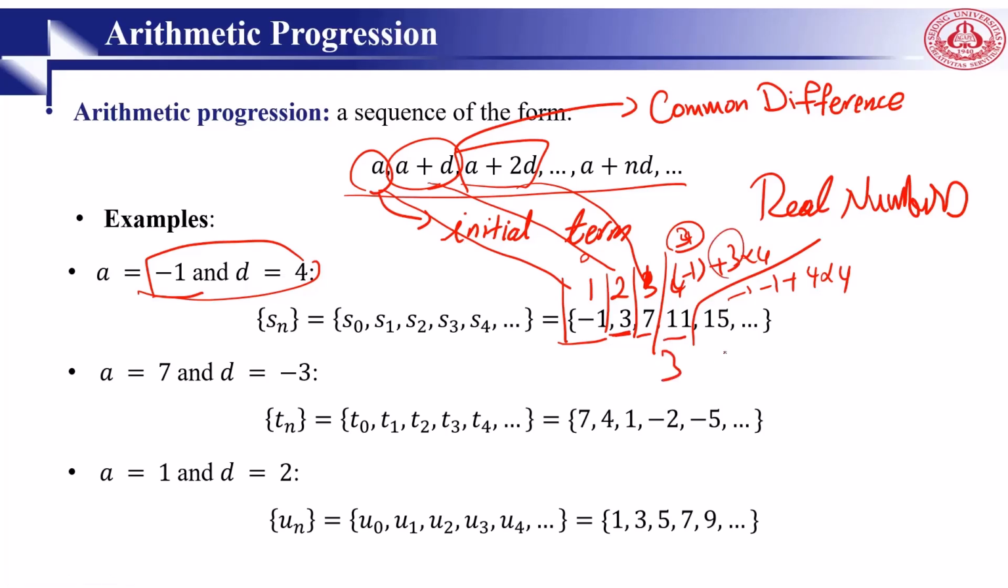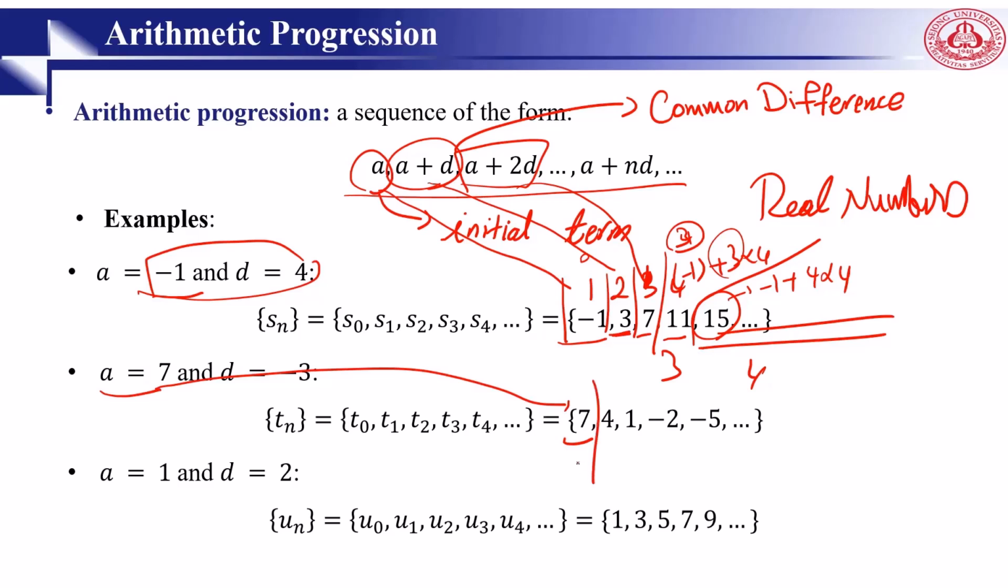So here is the third one. For the fourth one, minus 1 plus 4 multiplied by 4 is 15. And in this way, we can find the rest. The next example is a equals 7 and d equals minus 3. So the first term is 7.